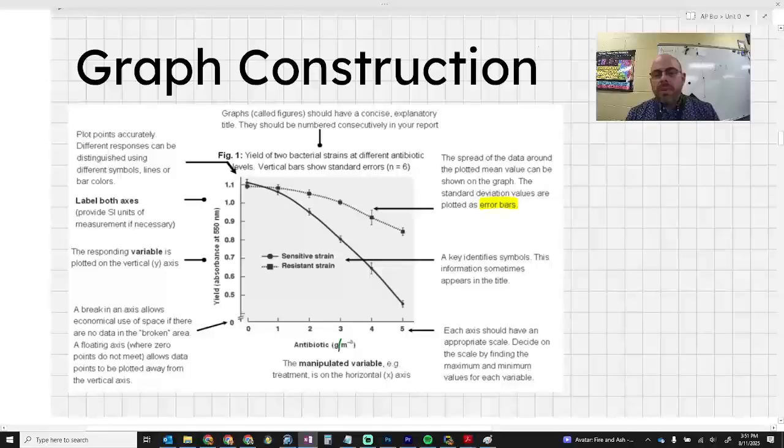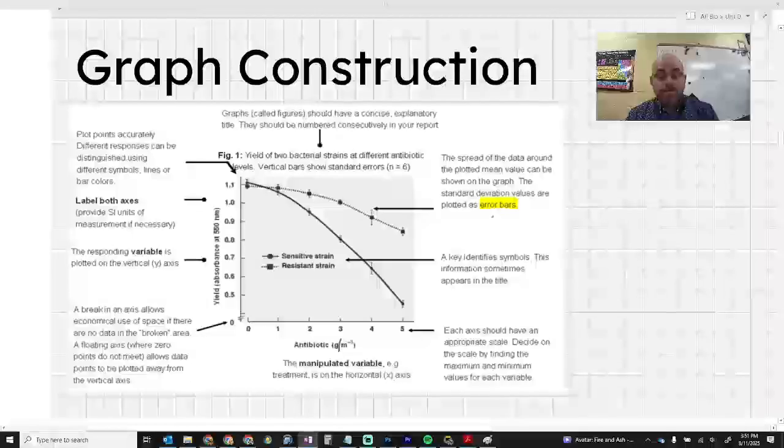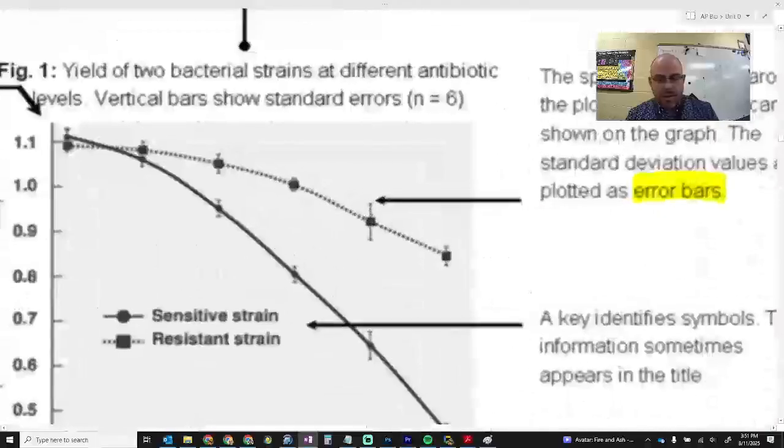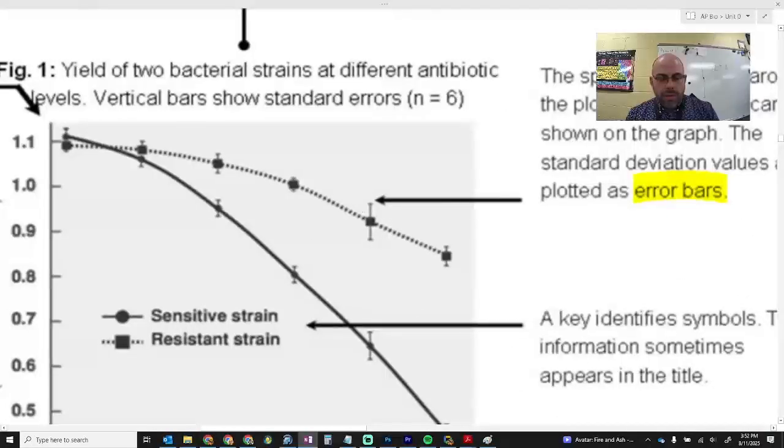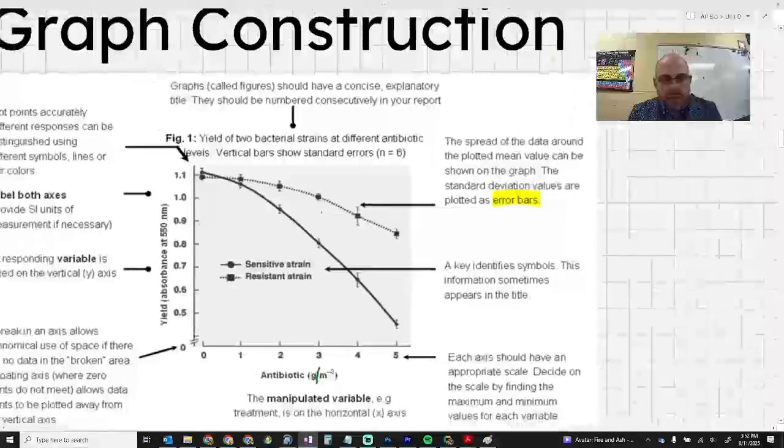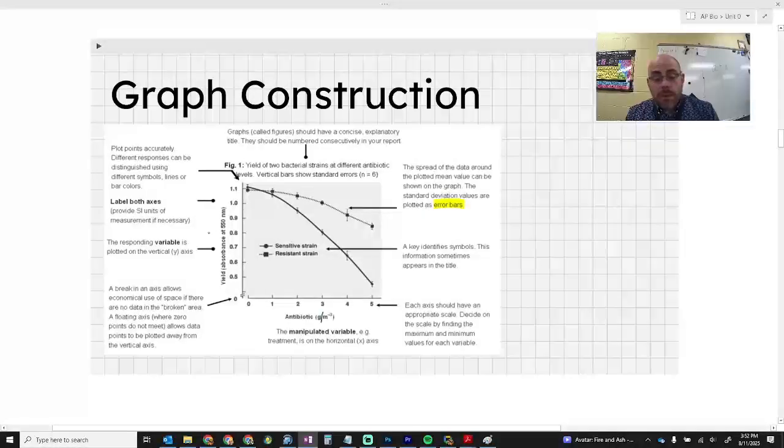And then the third point is, are your error bars correctly plotted? Notice this graph has an error bar on it where you have a particular point. Maybe this is 0.96 plus or minus 0.1. I don't know. I'm just saying, right? And so there's that. More about error bars in a moment, but those three things need to be plotted correctly.